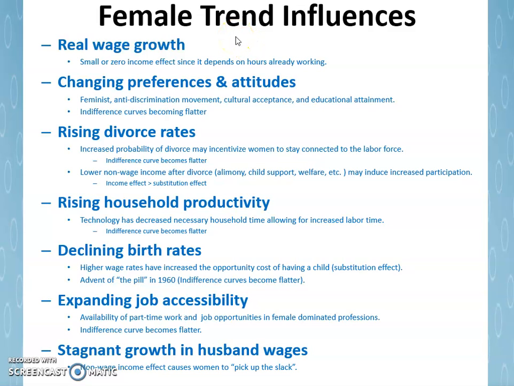We saw before that males have experienced real wage growth, but that caused a lot of them to leave the labor force, meaning an income effect dominated the substitution effect. It's believed that for women, the income effect was either small or zero, and that meant the substitution effect dominated, which means the real wage growth was causing women to work more, not less.